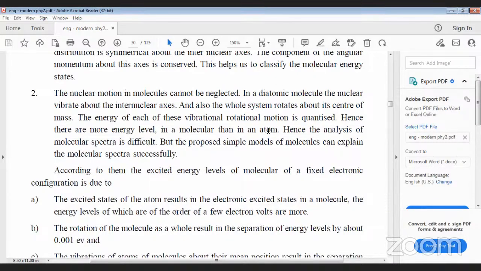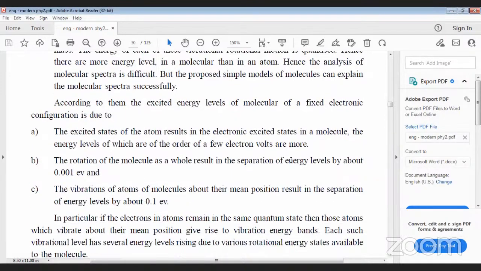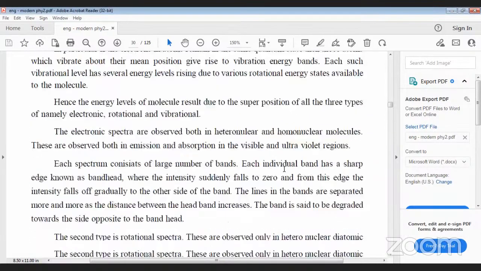For a diatomic molecule, nuclei vibrate about the internuclear axis. Internuclear axis means two atoms are there. So there you have to consider O2, the O molecule, and the internuclear axis, like that. It may not be asked, but you need to know the definition of this.